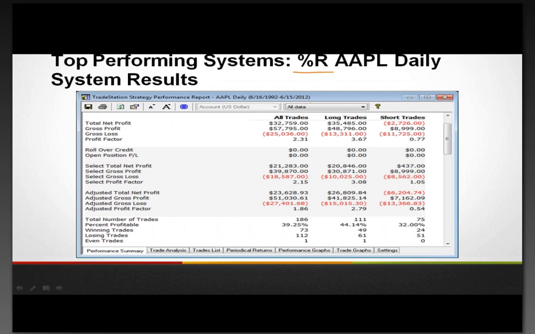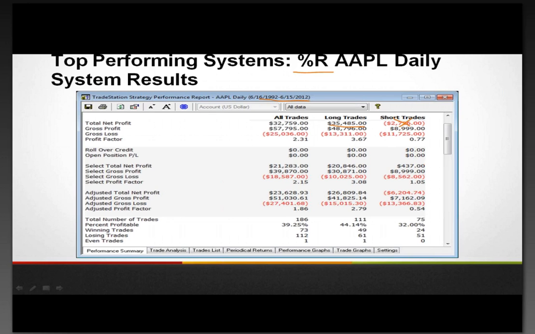So when I ran system tests, this is going back 20 years on Apple, from 92 to 12, and you could do it again up to date. It would show you very similar powerful results. Of course, you saw that with Apple, you wanted to be long. You did not want to be short Apple. Apple's short signals on average on percent R were not working. Guess what? That makes sense, right? Because Apple's been in a monster long-term uptrend.